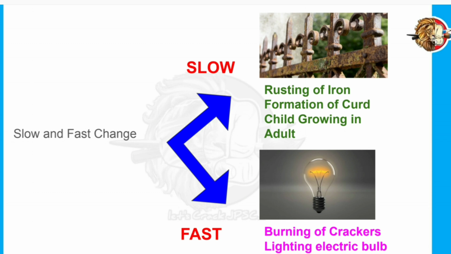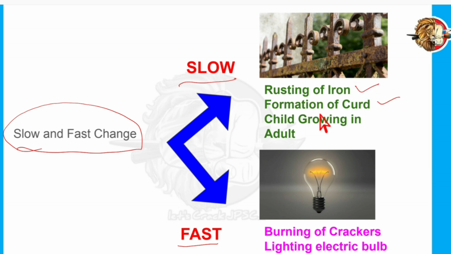Look, if you see slow and fast changes, it may be divided into two parts. One is slow and one is fast. In slow changes, we may see rusting of iron, formation of curd, a child growing into an adult. All these changes are known as slow changes. In the process of a slow change, it takes a long time.